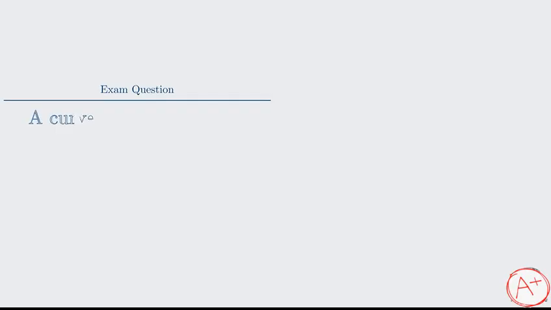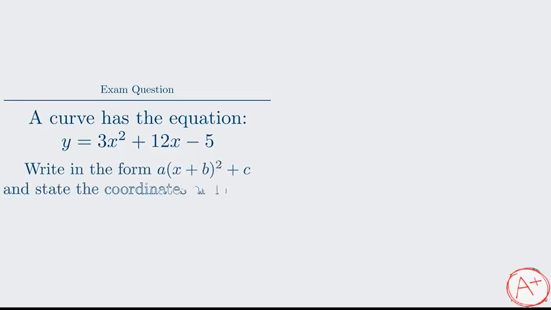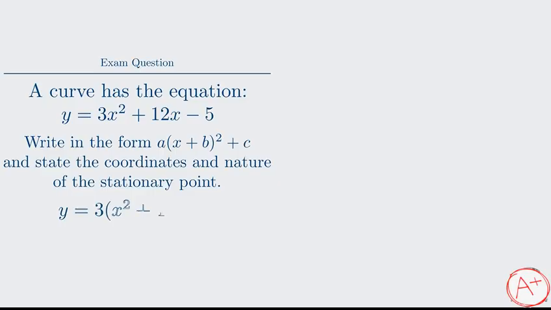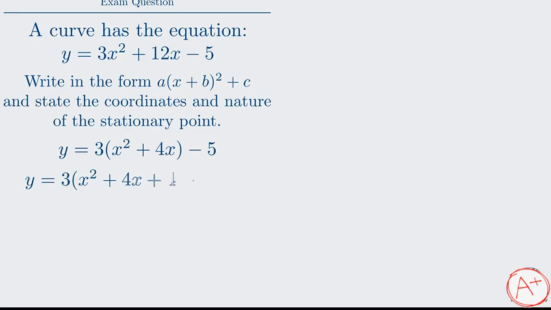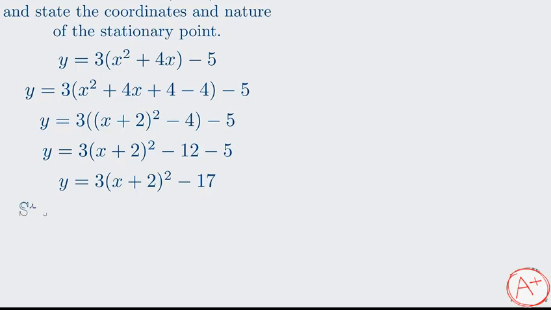Let's tackle a typical Cambridge-style question. A curve has the equation y equals 3x squared plus 12x minus 5. Write the expression in the form a times bracket x plus b bracket squared plus c, and state the coordinates and nature of the stationary point. First, let's complete the square. We factor out the 3 from the x terms. Now, take half of 4, which is 2, and square it to get 4. We add and subtract this 4 inside the bracket. Multiply the 3 back through the square brackets. The expression is now in the required form.